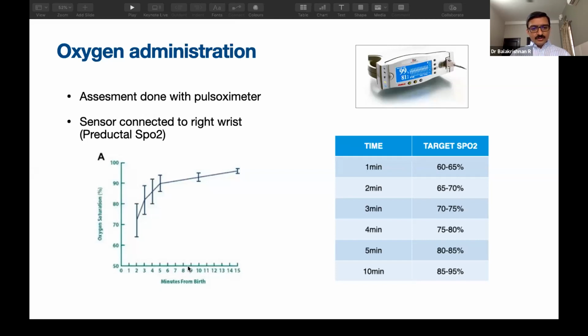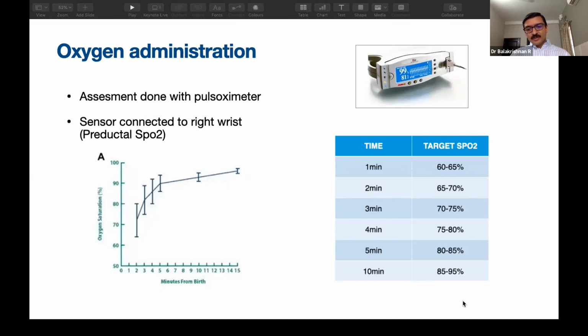So this graph shows the normal saturation of the term newborn without any risk factors who cries at birth. As you can see, a baby who at the time of birth has saturation of only around 70, gradually picks up to 85 to 95 by 10 minutes of age. And that is what is given in the target saturation.